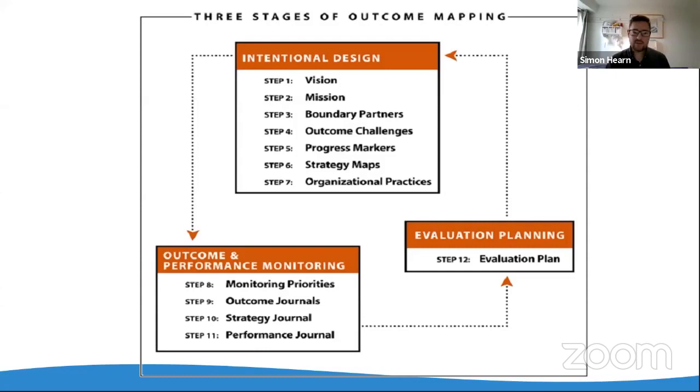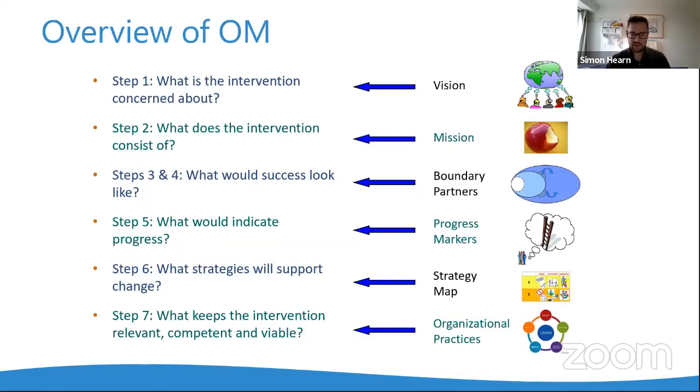But the key here is the intentional design. This is where the magic is, if you like, in outcome mapping, the real difference. The intentional design is a way of building a theory of change that's focused on people, organizations, and behavior change. And it puts the focus on where you're influencing, your sphere of influence. It puts your focus on who it is you're influencing and how you want to see them change. So this is my last slide.